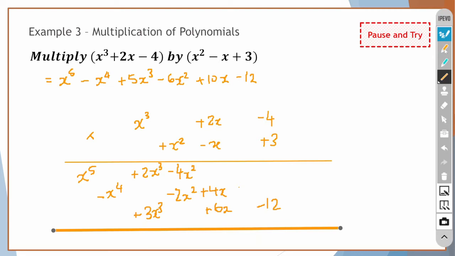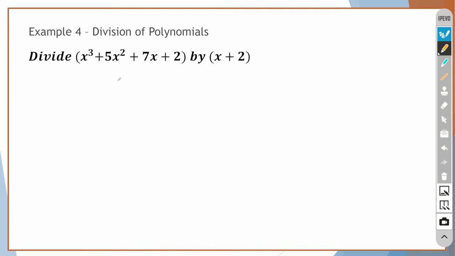And we're going to add up our terms. So we've got negative 12 plus nothing is going to give us negative 12. Plus 4x plus 6x is going to give us plus 10x. Minus 4x squared plus minus 2x squared is going to give us minus 6x squared. Plus 2x cubed plus 3x cubed is going to give us plus 5x cubed. And then negative x to the 4 plus nothing is going to give us negative x to the 4. And then x to the 5 plus nothing is going to give us x to the 5. And that's our answer. So here we have example 4.